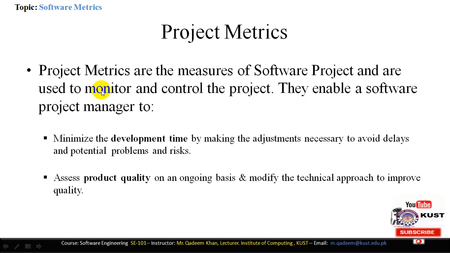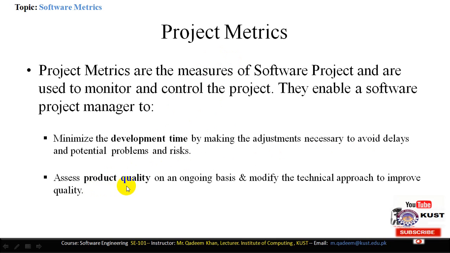They enable a software project manager to minimize the development time by making the adjustments necessary to avoid delays and potential problems and risks that occur in the project. So, in fact, using these metrics, the developers want to minimize the development time and make adjustments which are very important to avoid delay of the development and also the potential problems that occur during the development of the projects, and also the factors which affect the quality, cost or schedules of the projects, and they are called the risks. So all these problems may be resolved by using the project metrics.